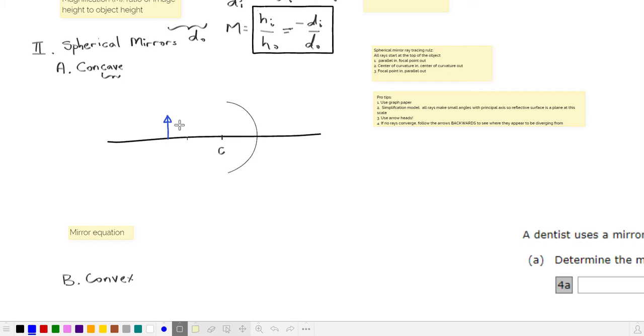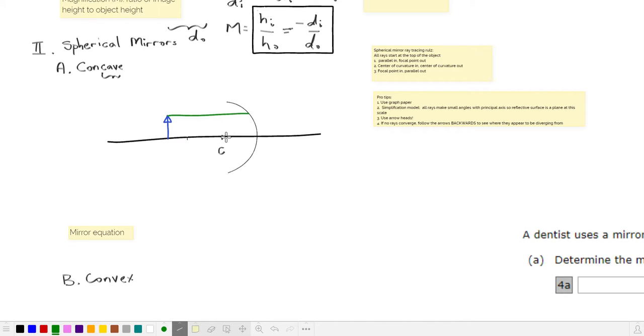Alright, so drawing my first line, parallel in, focal point out, starting from the top of the image. Remember I mentioned that there's one exception to starting at the top of the image, and that's if you're inside the focal point of your mirror. Maybe I didn't mention that, but I'd like to mention that now. Okay, so parallel in. Now, which way would this ray be reflected?